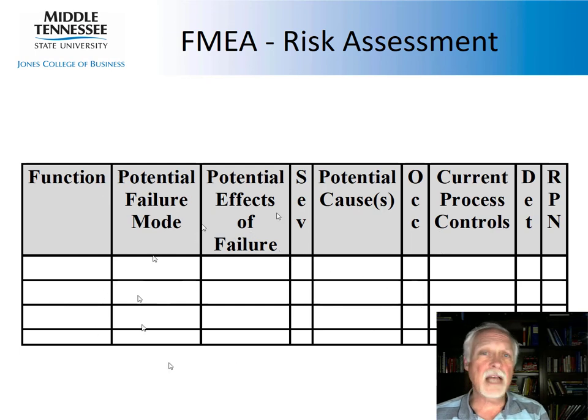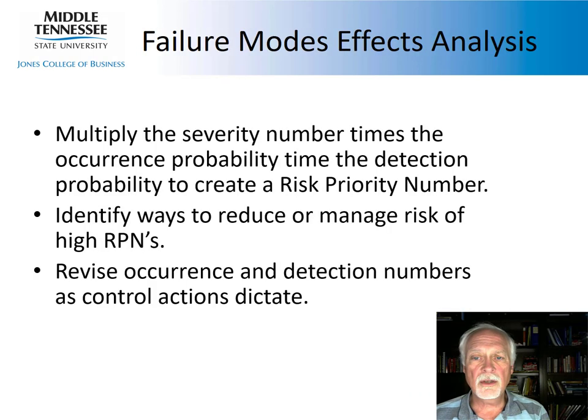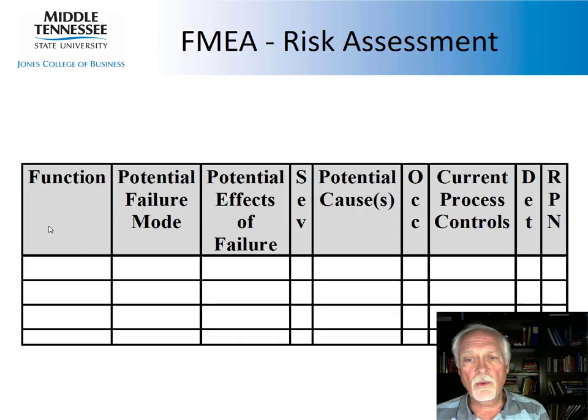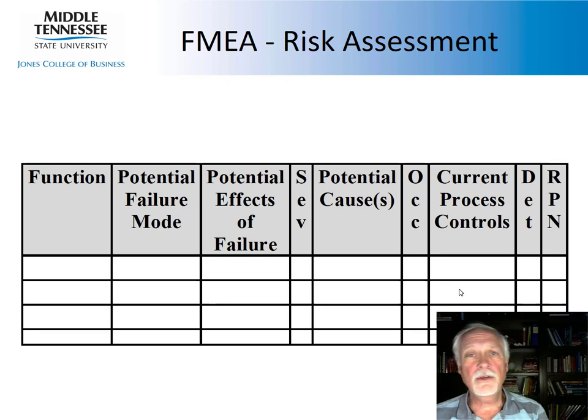So the left side of the model looks like this, and then the right side looks like this. On the left side, what is the function or process that we're talking about? How can it fail? One function could fail in a number of different ways. What are the potential effects of the failure and the severity? What are the potential causes? How likely are they to occur? And what are the current process controls? In other words, how are we currently catching that failure?